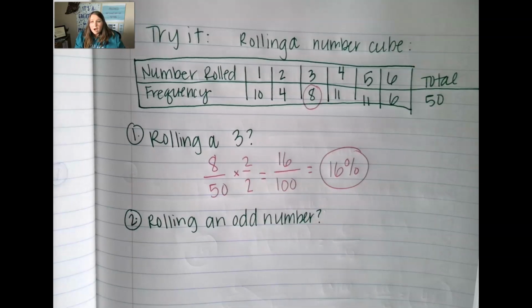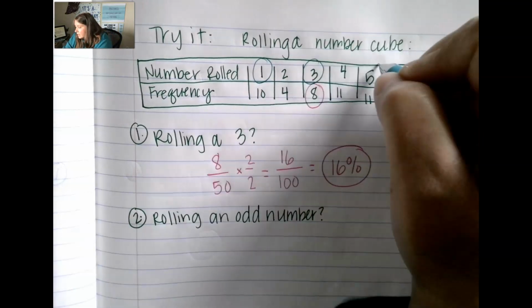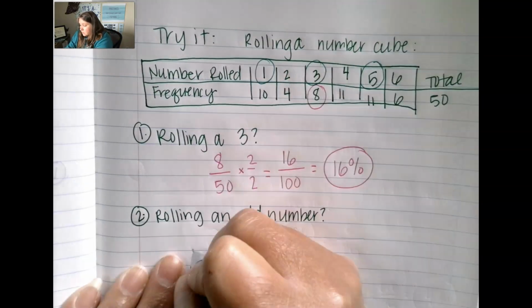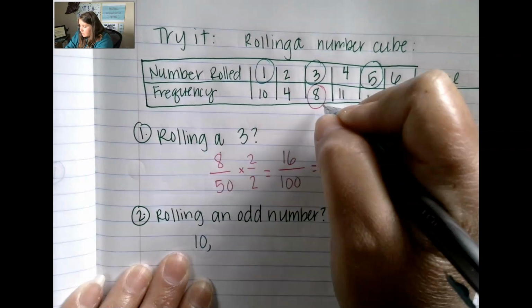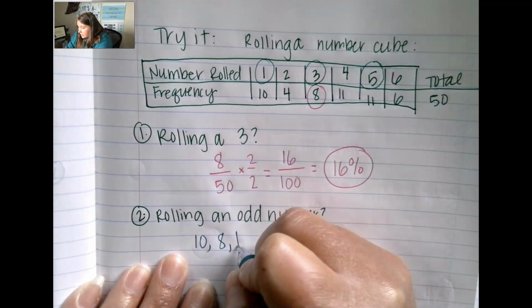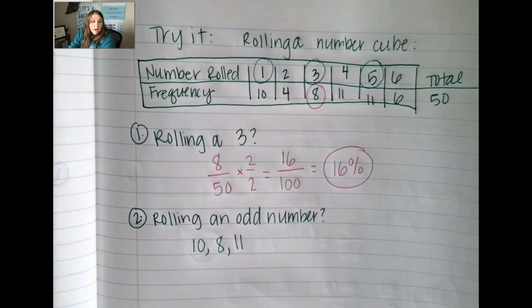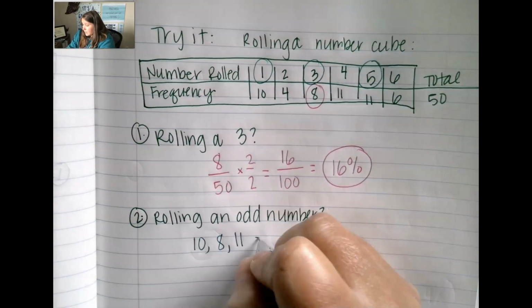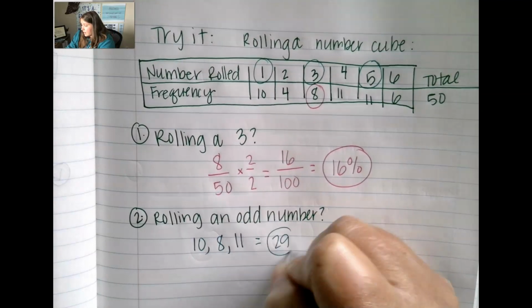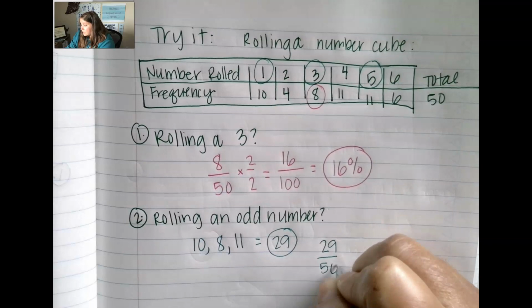Okay, rolling an odd number. So let's look at the ones that are odd. 1 is odd, 3 is odd, 5 is odd. So we have 10 rolls, 8 rolls, and 11 rolls for a total of 29. So 29 options. So we had 29 out of 50.